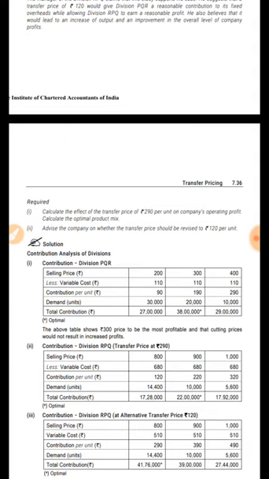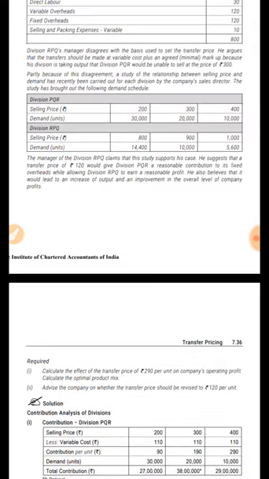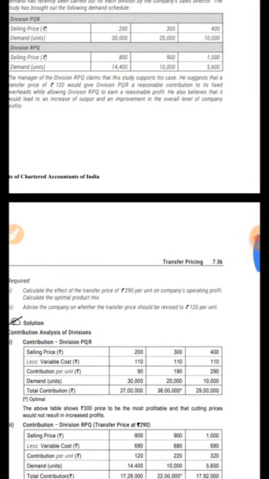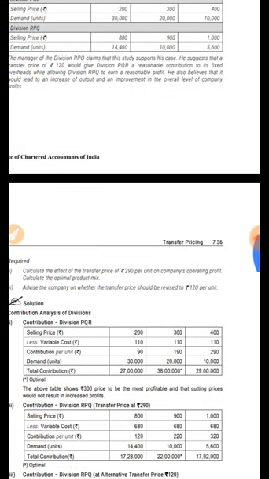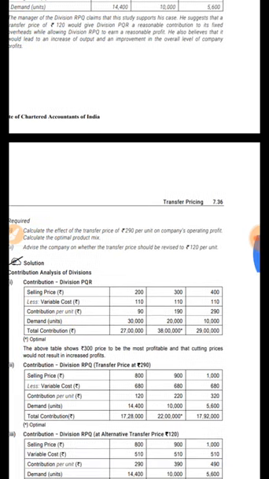Okay. Then demand. If you are selecting 200 rupees as selling price, the demand can go up to 300. Just like that, if selecting 300 rupees, demand will drop down to 20,000. Same like if you are selecting 400 rupees, demand will come down to 10,000. So contribution into this demand units, you'll get the total contribution. So this is the total contribution of division PQR.